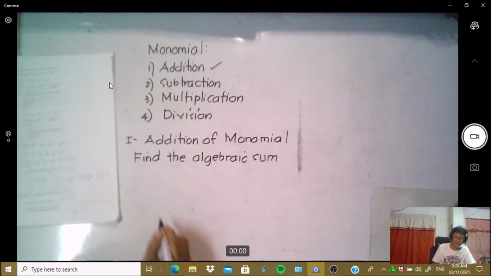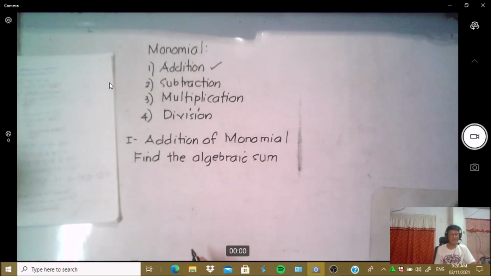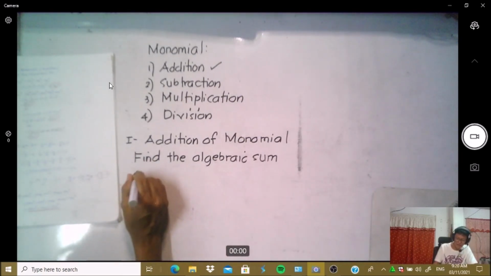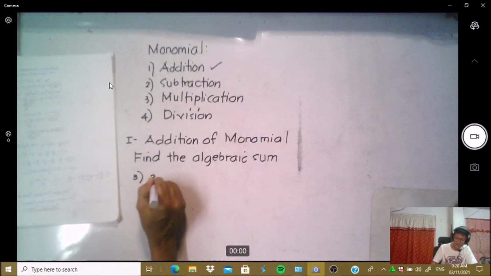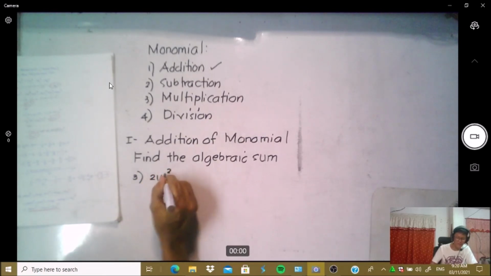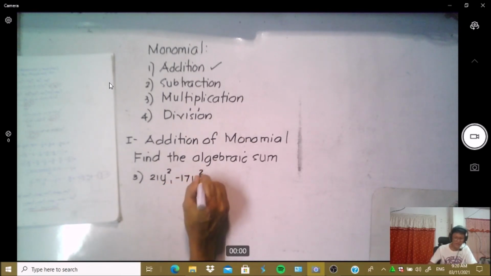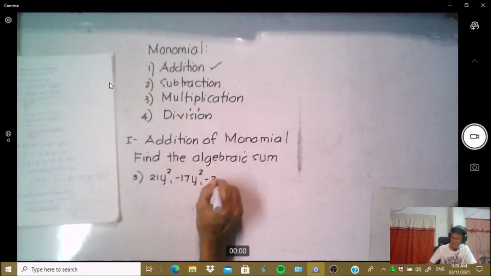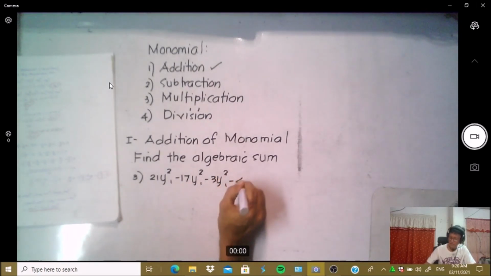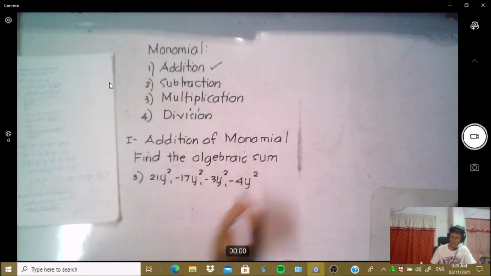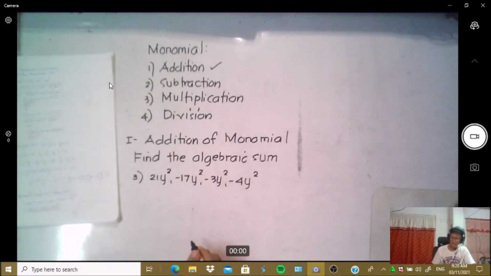Okay. I have only selected some of the numbers in our module. So we have here number 3. We have 21y squared, negative 17y squared, negative 3y squared, and negative 4y squared. Okay. Now, we have 4 monomials and they have different signs.